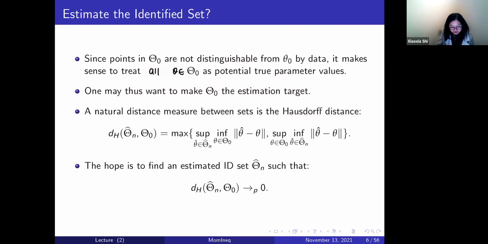which measures the maximum distance of points in theta hat to theta naught, and the maximum distance of points in theta naught to theta hat, and takes the maximum of these two maximum distances. That is the Hausdorff distance. If the Hausdorff distance is 0, then the closures of these two sets are the same. The hope is to find an estimated set that satisfies Hausdorff consistency, meaning that the Hausdorff distance between the estimator and the target set goes to 0 in probability.